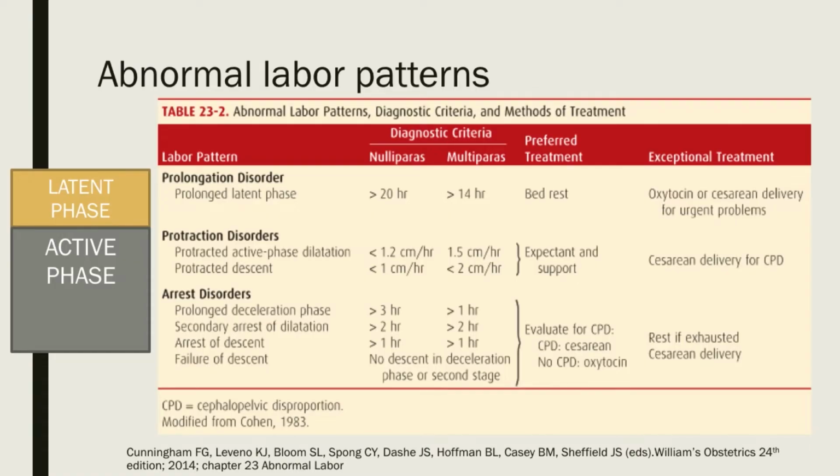Now, for the active phase, which means that the cervical dilatation is beyond 4 centimeters, we have two abnormal labor patterns. That's the protraction disorder and arrest disorder. We are very fortunate that we have this table that is provided by Williams Obstetrics to help guide us in correctly diagnosing the abnormal labor pattern that's involved. If you can see here, we have diagnostic criteria for the nulliparous and for the multiparous, and of course, the preferred treatment for each abnormal labor pattern involved.